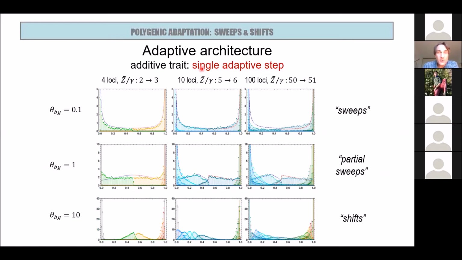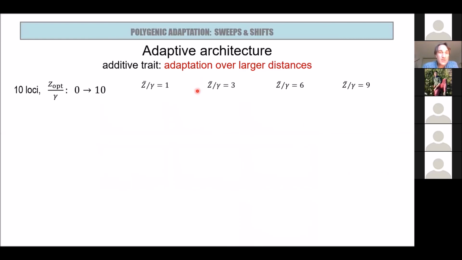So this, of course, was now only a single adaptive step, like going from 2 to 3, 5 to 6, or 50 to 51. Of course, we're interested in the case where we now do adaptation over larger distances. We shift the trait optimum over a large distance. Now again, we focus on this case of 10 loci because I can tell you for a different number of loci we get equivalent results.